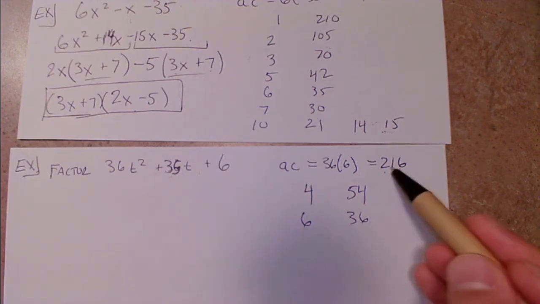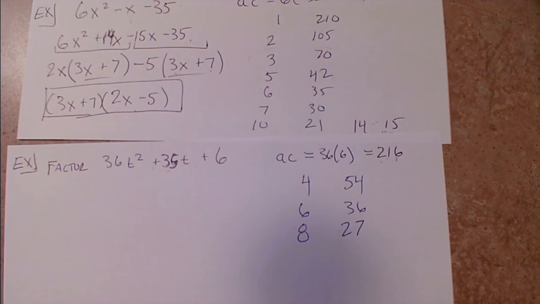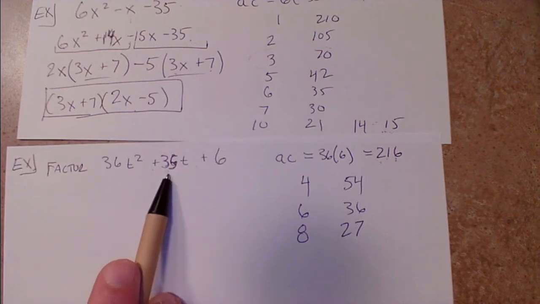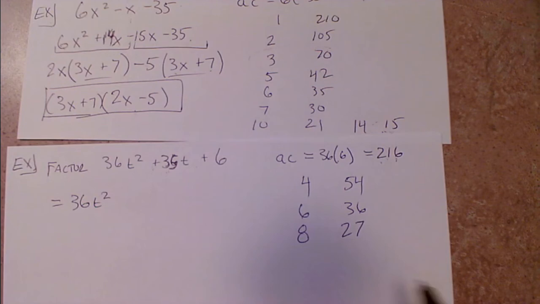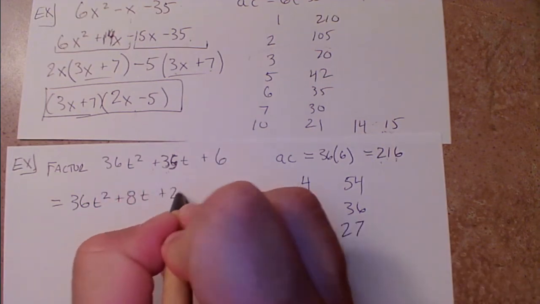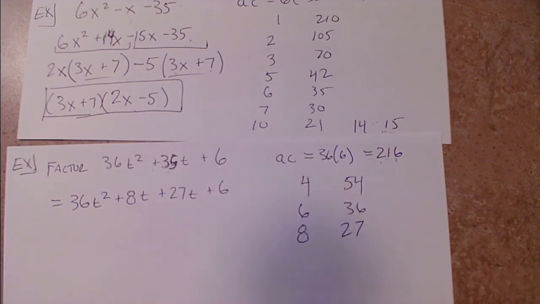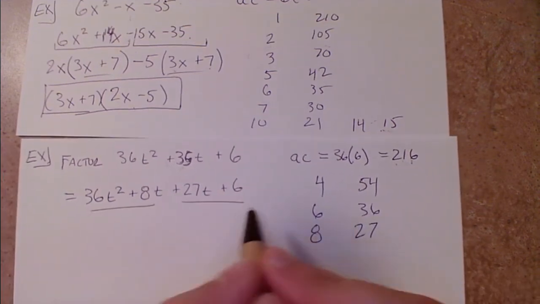All right. 7 does not go into 216, but 8 does. It goes into 216 27 times. Oh my. 8 plus 27 is 35. So I win. This is equal to 36t squared plus 8t plus 27t plus 6. I found the winning combination. And we're going to factor by grouping.